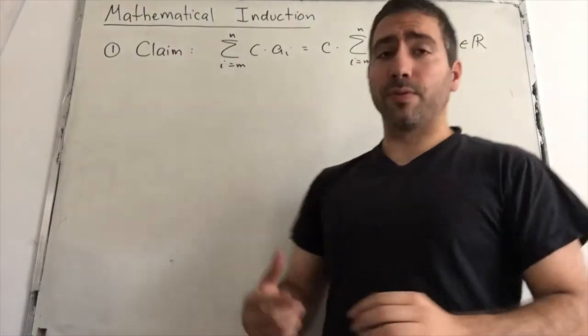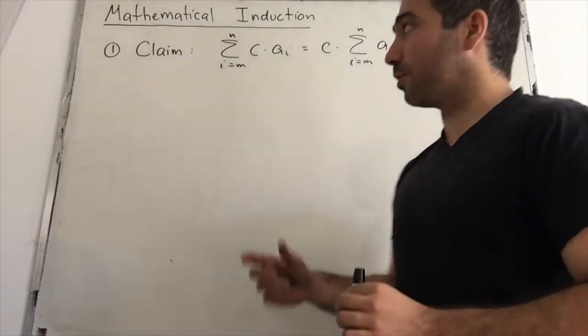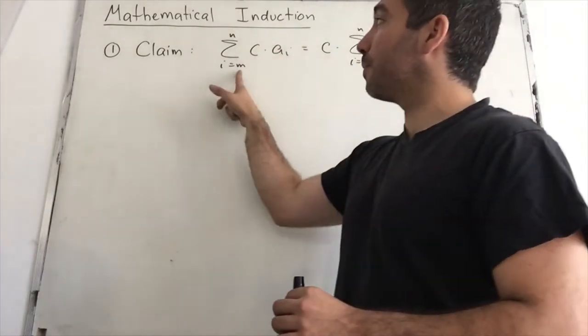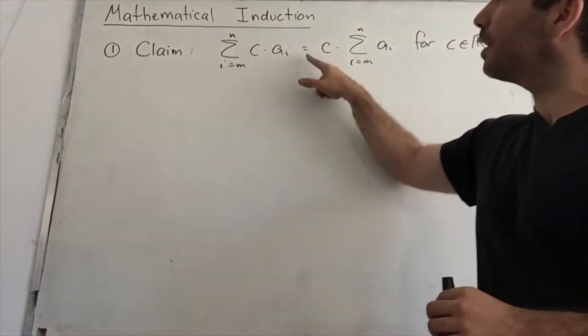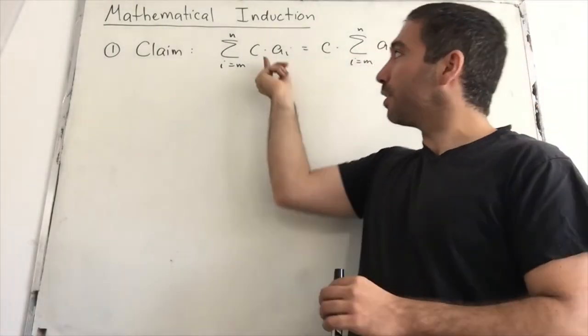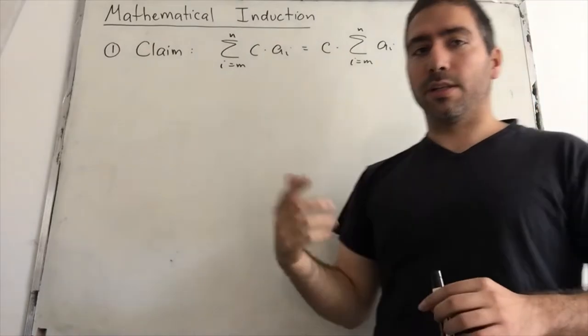Before we get to a proof that requires mathematical induction, let's start off with the easier ones. So the first claim that we have is the sum from m to n of c times ai is equal to c times the sum from m to n of ai. Essentially we're just taking the constant and removing it from the sum. Let's see why we can do this.